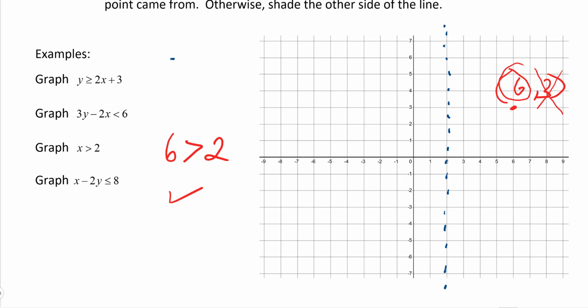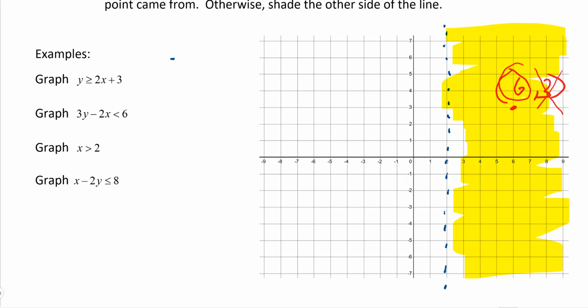That is true. So just like the last time, since our point makes it true, that means our point is part of the answer, and everything on the same side of the line with that point is part of the answer. And so our final answer is the dotted line and everything shaded to the right of the dotted line. Now, that kind of makes sense, I hope, because here's what the question's asking. It says, where are all the x coordinates bigger than 2? And it's everything to the right of 2.